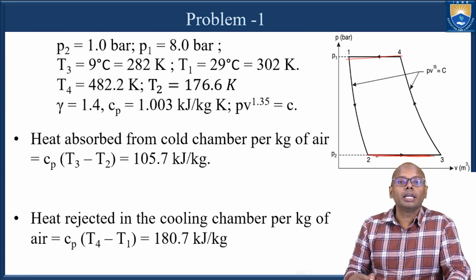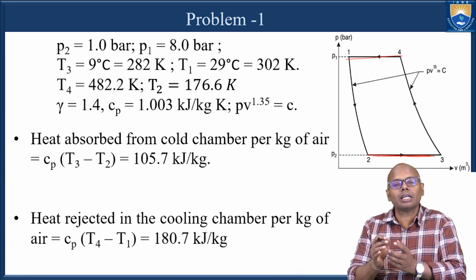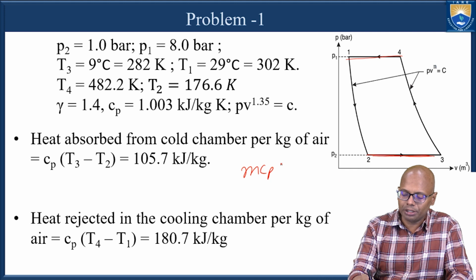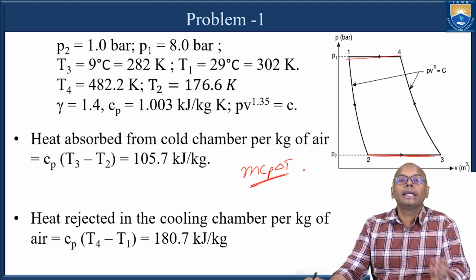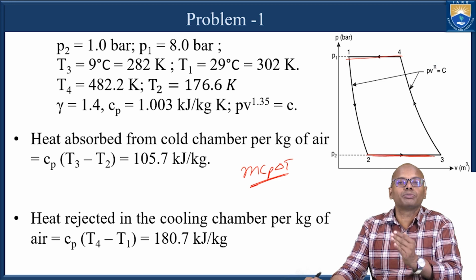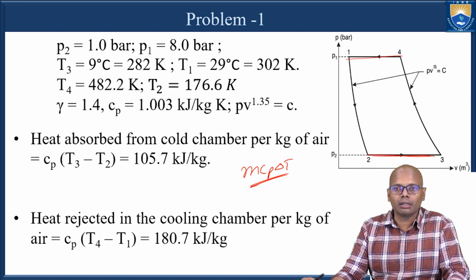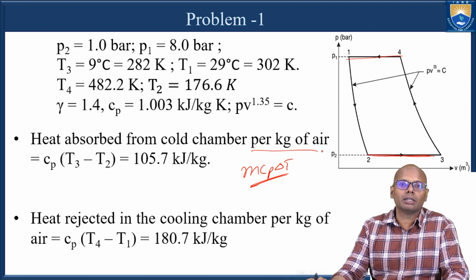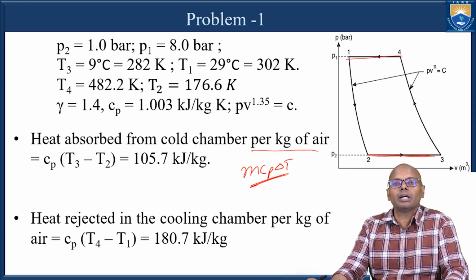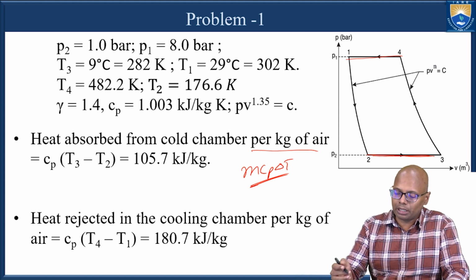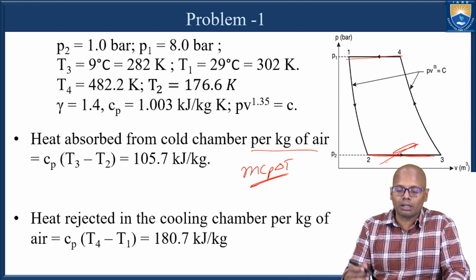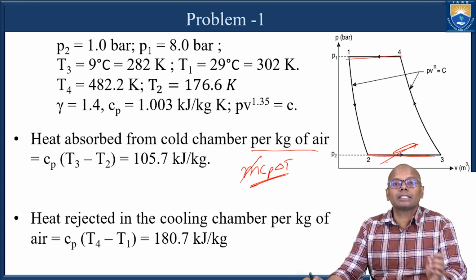If I know the mass of air circulated per minute, then I can write m Cp delta T. This will give the total heat absorbed and total heat rejected. But here we don't know the mass of air supplied. So what I am taking is per kg of air. Per kg of air, what is the amount of heat absorbed in the cooling chamber, or this is the refrigeration effect produced. And per kg of air means m is taken as 1.